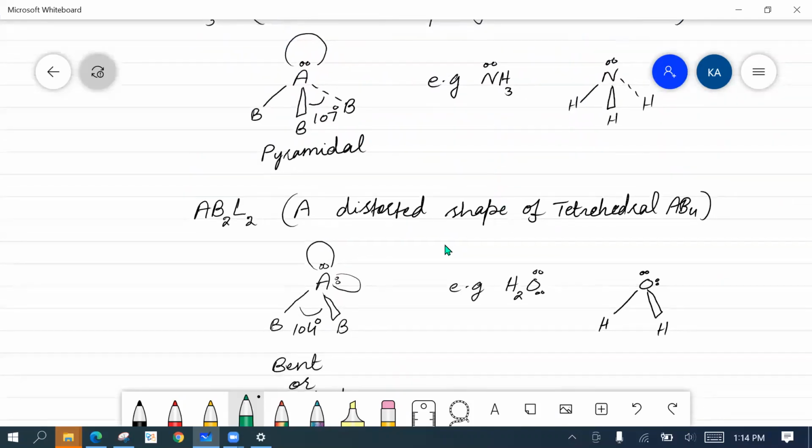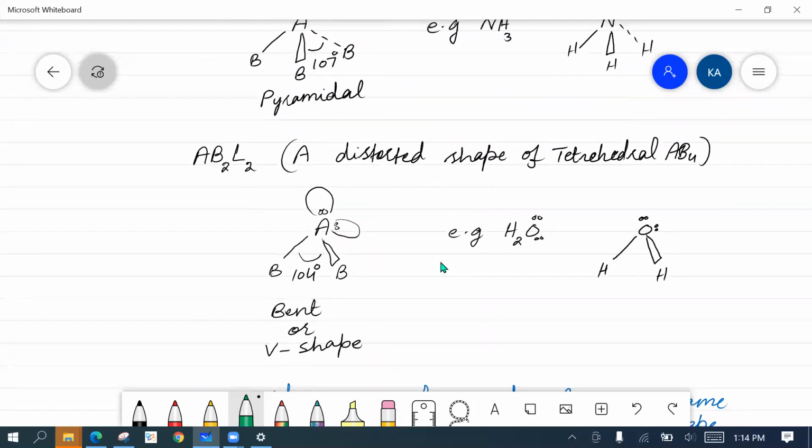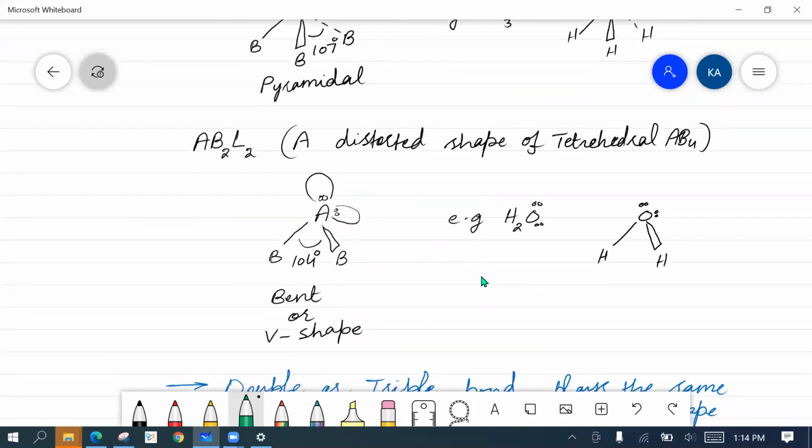Next, AB2L2. So there are 2 lone pairs. So it is again a distorted tetrahedral shape where 2 lone pairs are there at 2 corners of the tetrahedral. So there is a further decrease of the angle, and it is 104. And this shape name is bent or V-shaped. And an example is water.